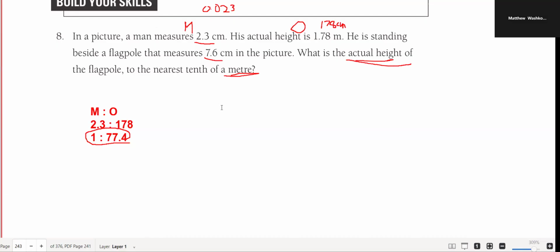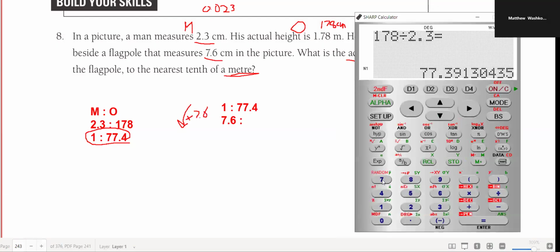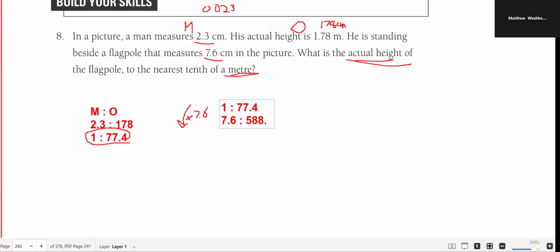Now, I can apply this to the flagpole. So I know I have a 1 to 77.4 scale. In the model, the flagpole is 7.6 centimeters. So I can use that to find the actual height. 1 times 7.6, that's why we turned it into 1, gives me the answer, which means 77.4 times 7.6 will give me the answer as well. So that's 588.24 centimeters. You could also just put 588 centimeters in this case, and that would be fine.